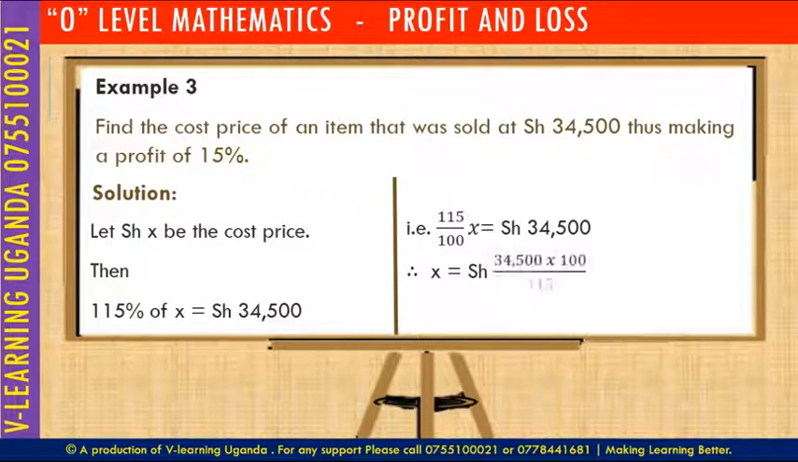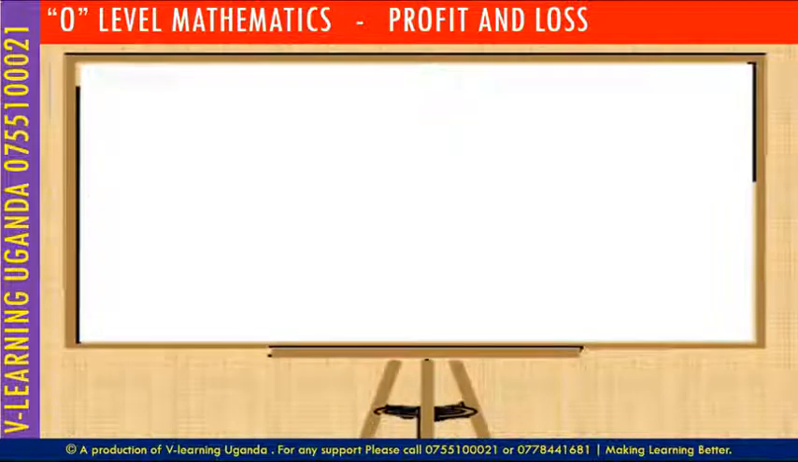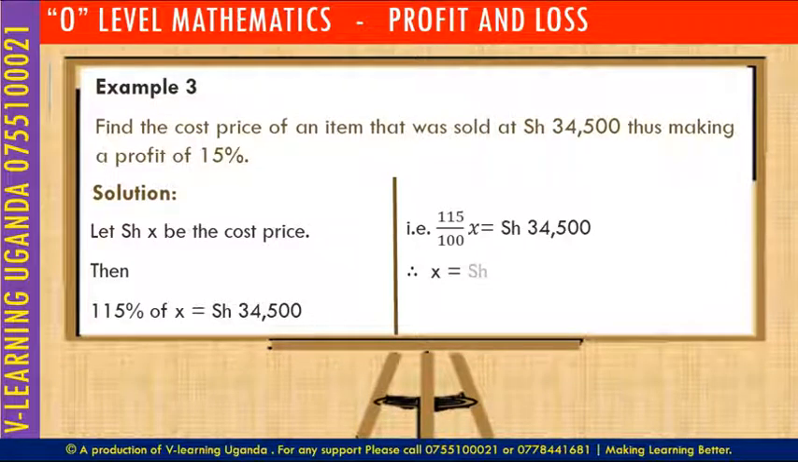34,500 times 100 over 115. And remember, we said let x be the cost price. So x will be 30,000 shillings. And that is our cost price. As you can see there, the cost price is 30,000 shillings. And we have answered. These are standard questions that can attribute to 4 marks in your examinations.